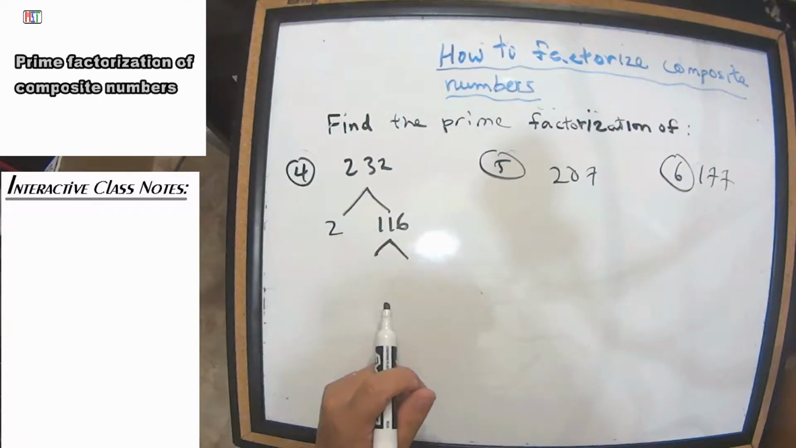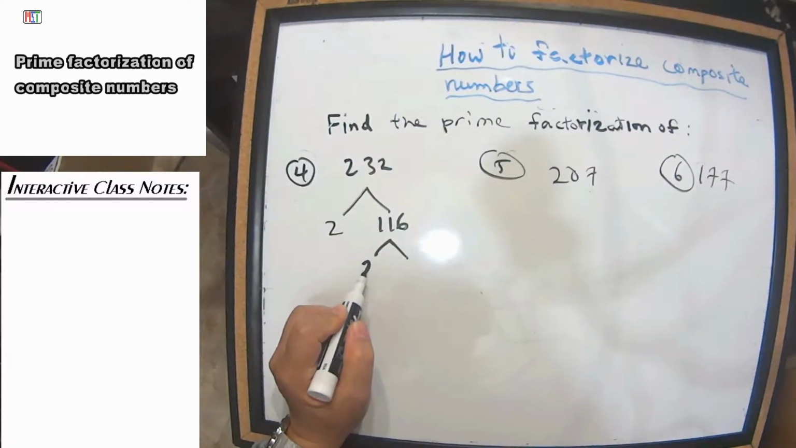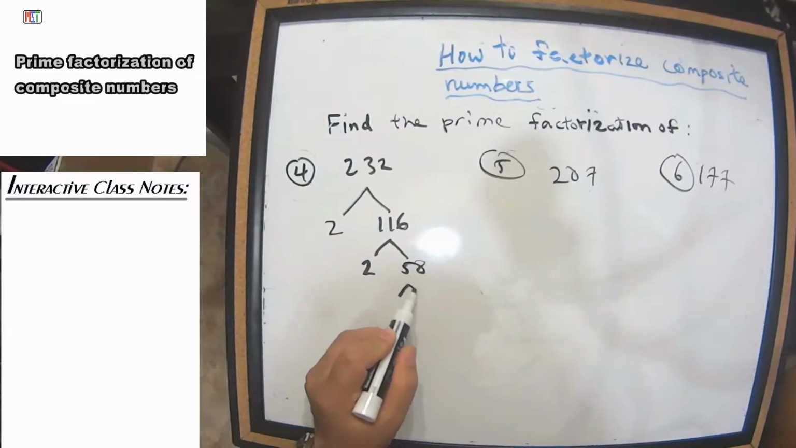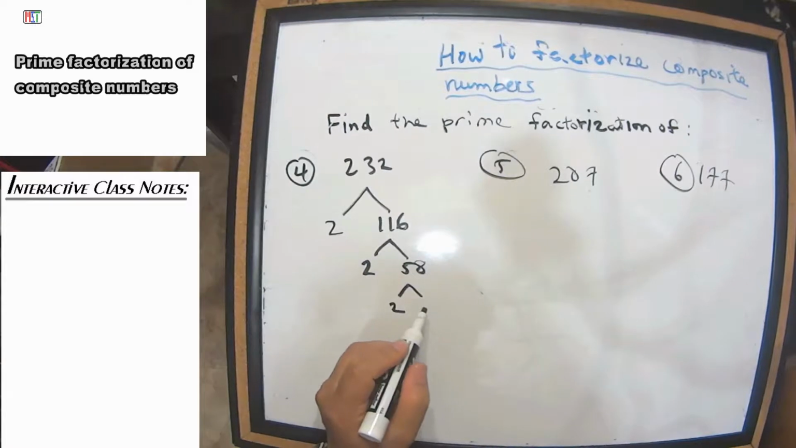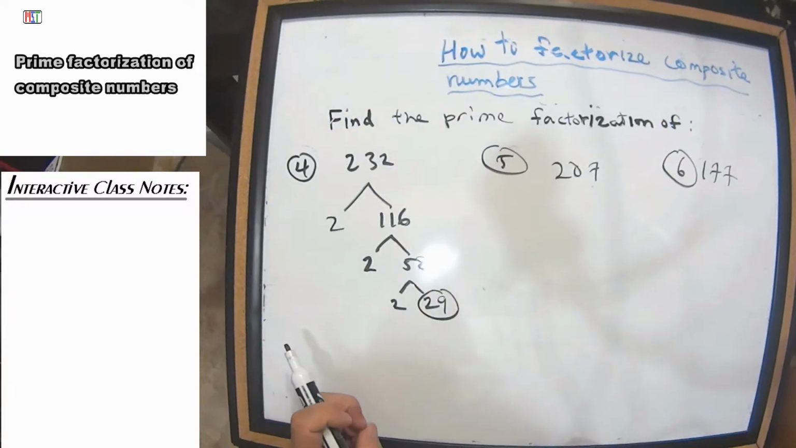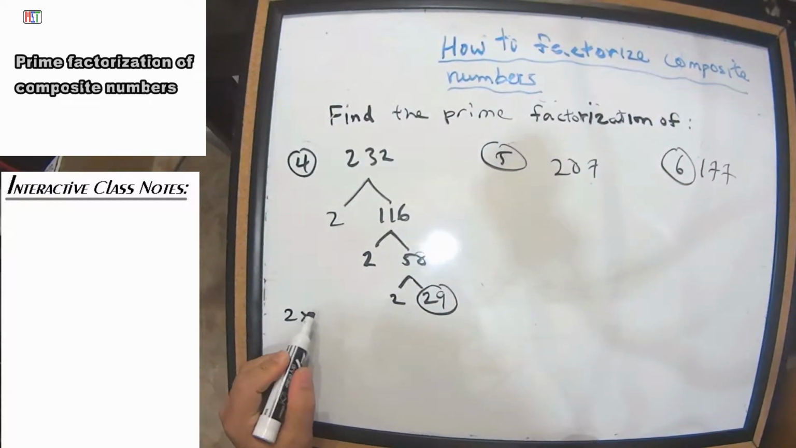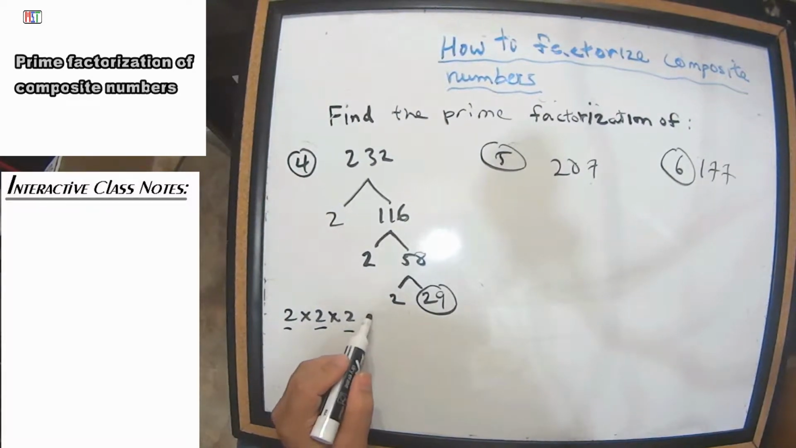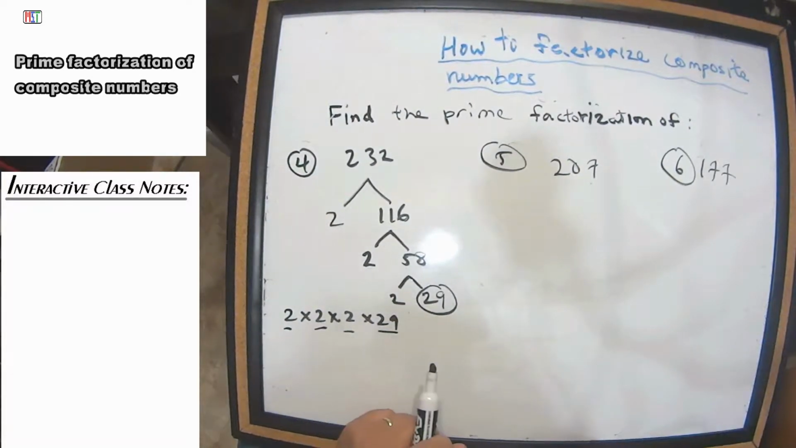And then notice 116. That's an even number. We can divide by 2 as well, and that gives you 58. And 58 is also an even number. We can divide it by 2, and that gives you 29. So the question is, is 29 a prime factor? Okay, so far we have 2 times 2 times 2. They're all prime factors, and we're assuming maybe 29 is.